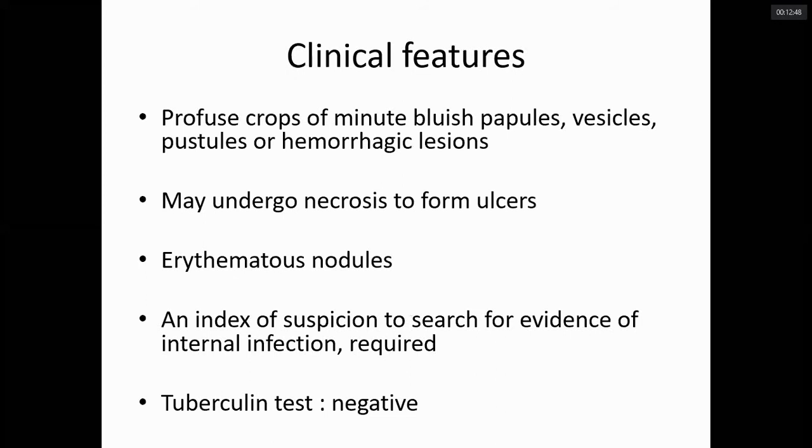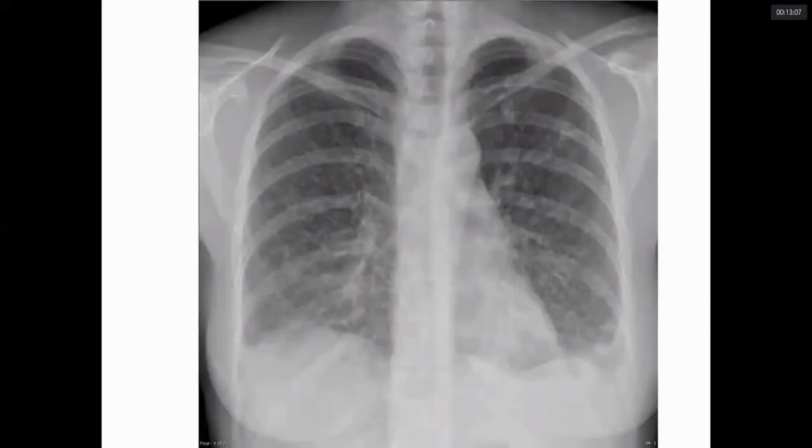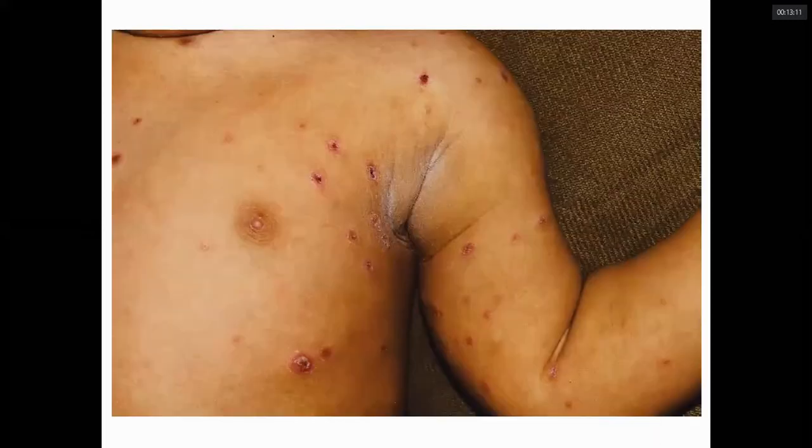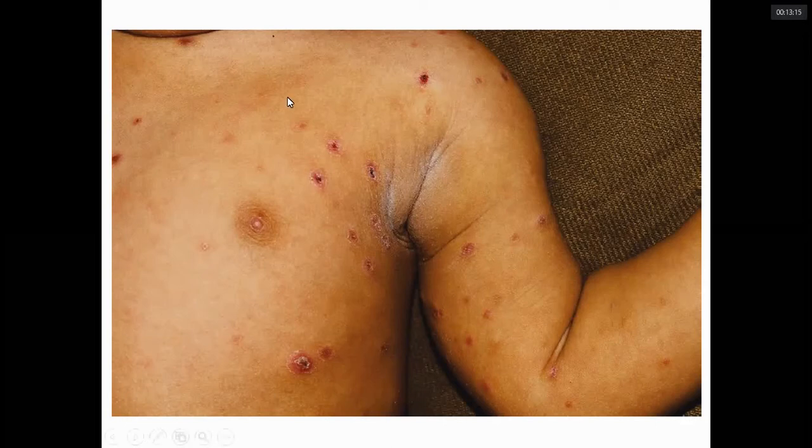In the clinical features, there are profuse crops of minute bruised papules, vesicles, pustules, or hemorrhagic lesions, which may undergo necrosis to form ulcers. There can be erythematous nodules also, and the tuberculin test is usually negative in miliary tuberculosis. This is the X-ray feature showing miliary tuberculosis, and this is the skin feature. You can see bluish red nodules with central ulceration.